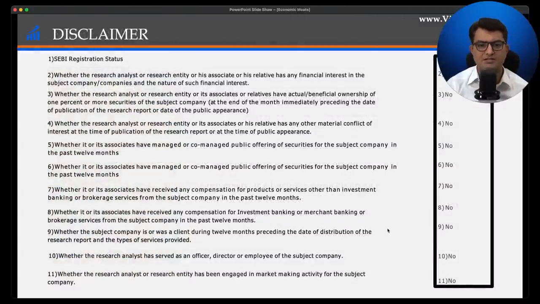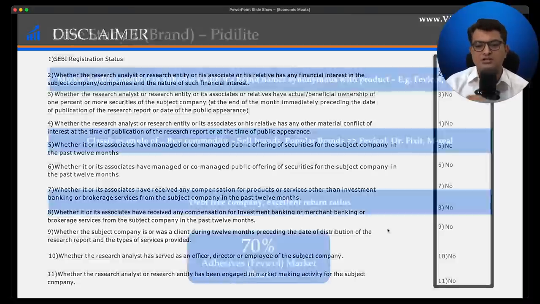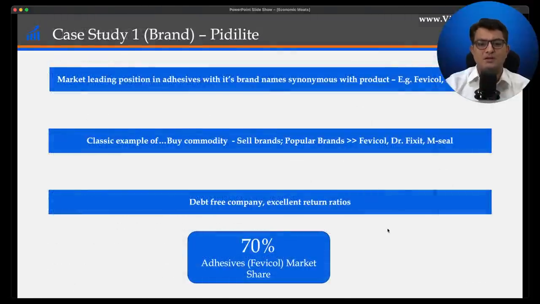And this is a quick disclaimer. I'm not a SEBI registered research analyst. I might be holding some of the companies which I'm talking about, because I do what I preach, and I have full skin in the game in terms of what I understand and learn about business, to execute and implement that as well. Okay, so let's start with the first business.